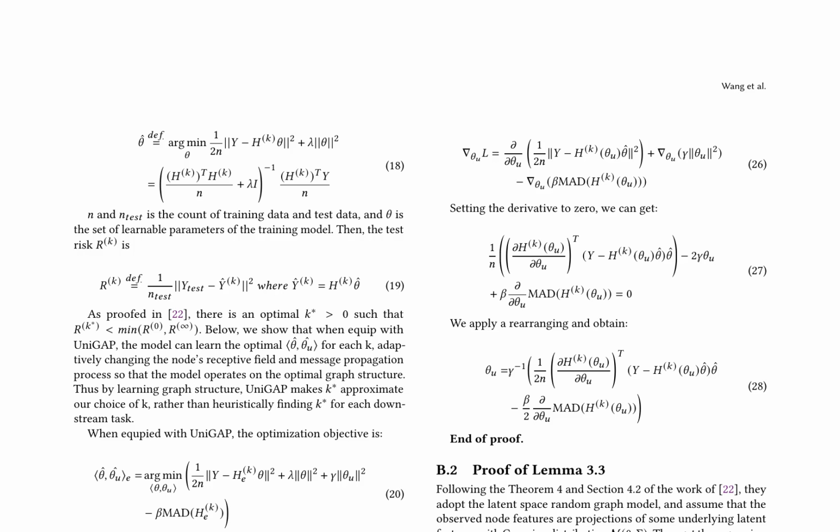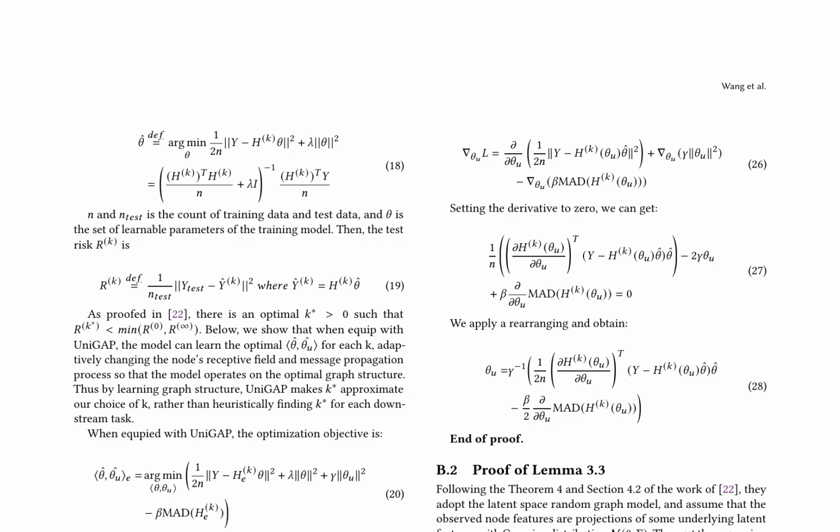They provide a theoretical analysis of UniGAP, which relies heavily on the work of [22]. The authors show that when equipped with UniGAP, the model can learn the optimal node receptive field and message propagation process, making the model operate on the optimal graph structure. They derive each component of the optimization objective and provide a detailed proof of proposition 3.1.